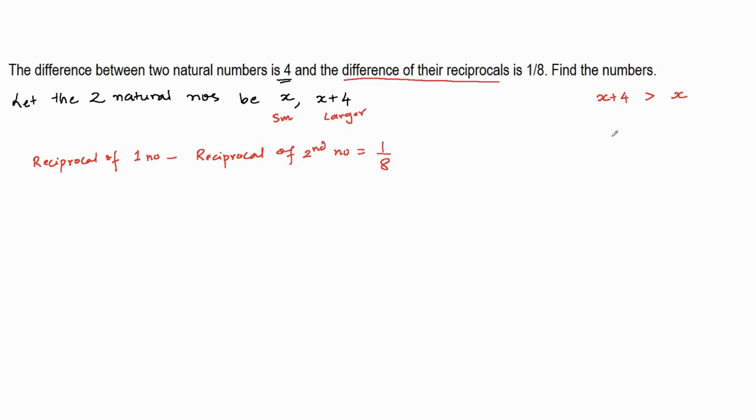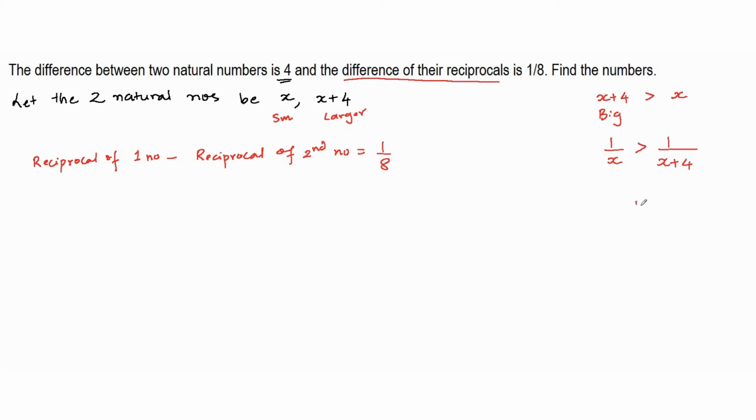That is what I'm trying to think about. Now because I have x plus 4 being the bigger number, when I take the reciprocals, definitely 1 upon x is going to be greater than 1 upon x plus 4, because x plus 4 is the bigger one. When I take the reciprocal of a bigger number, it is always going to be lesser.